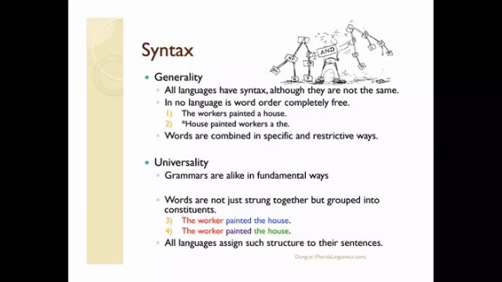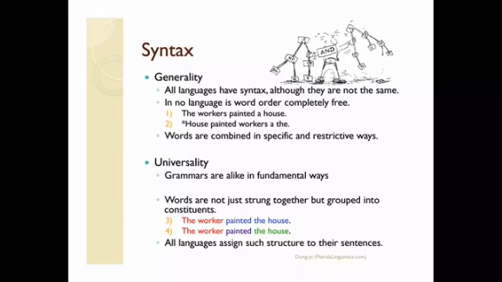In all human languages, when words are combined to form sentences or phrases, this is achieved in specific and restrictive ways as regulated by the rules of syntax. Despite cross-linguistic differences, grammars are alike in fundamental ways. This is also true of syntax across languages.